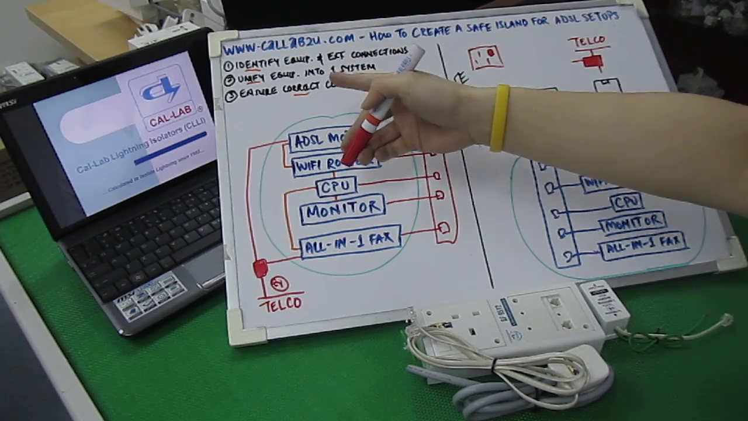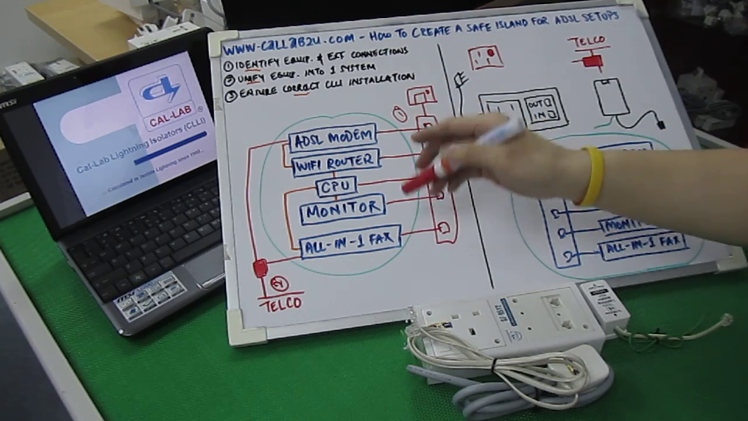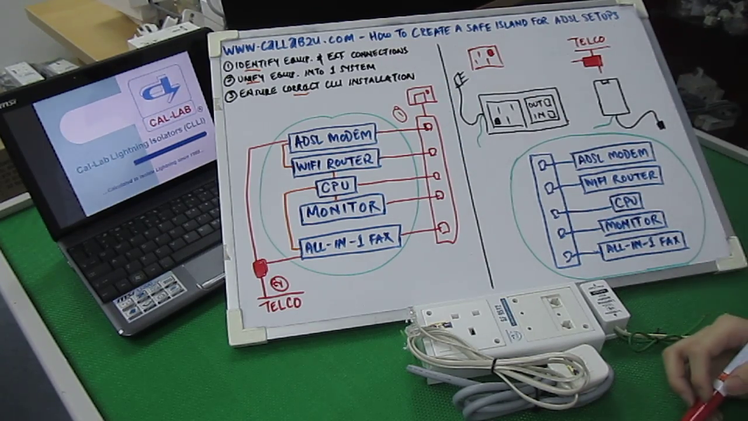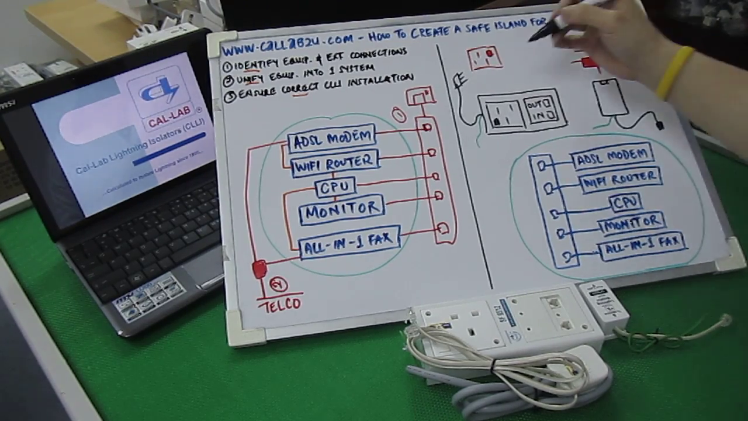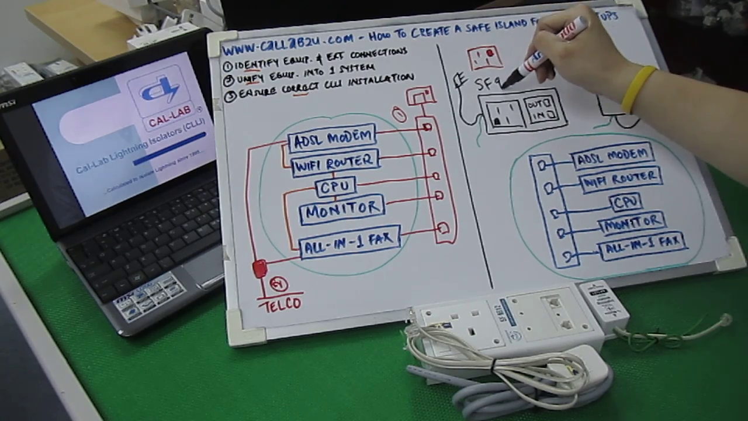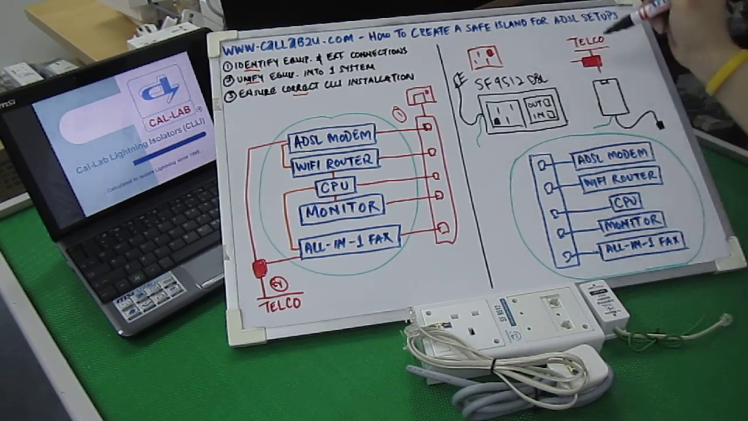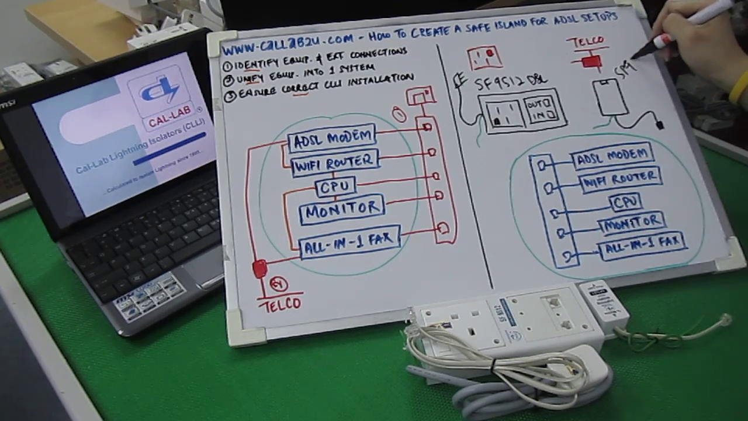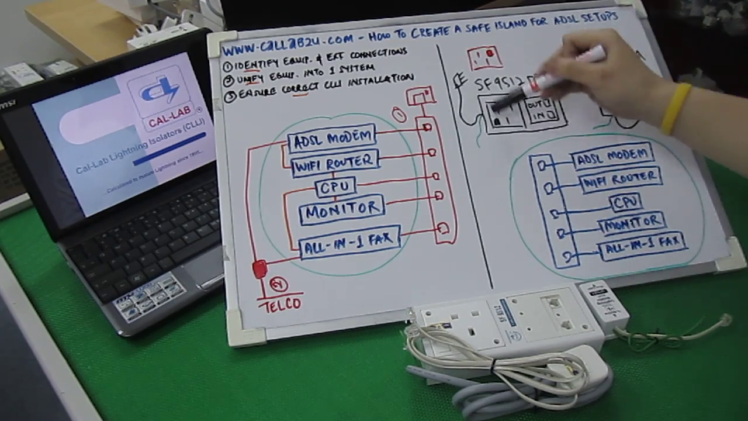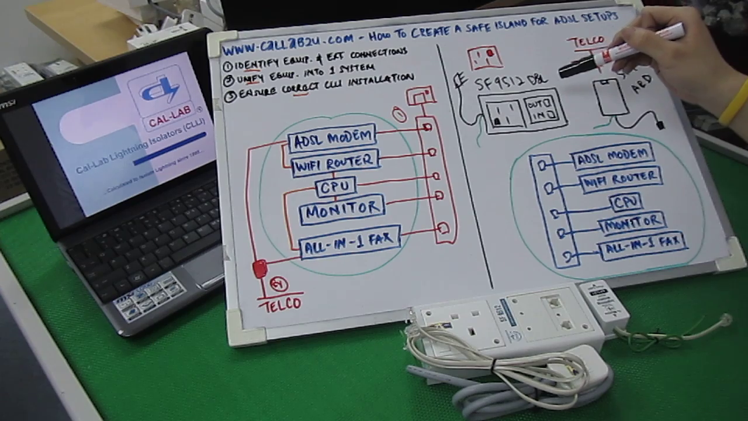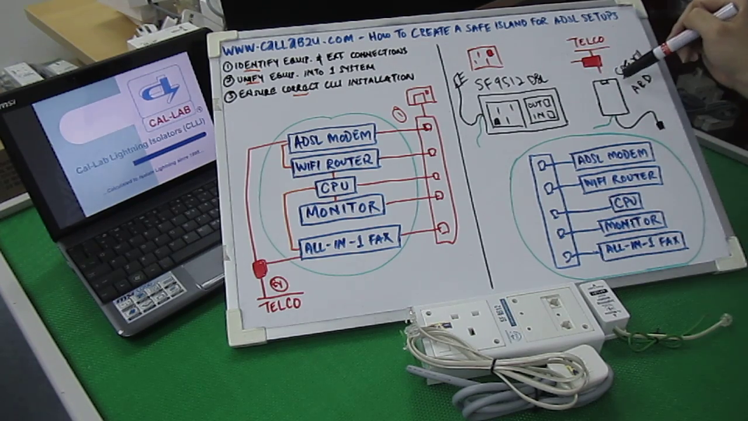Step number two is to unify the equipment in this setup into a single system. So please draw your attention to the right-hand side of the screen. In order to unify the equipment into a single system, we first need to use the correct lightning isolator model. In this particular case, we're going to use two types of lightning isolators, or CLLI. The first one will be the SF9512DSL. The second one would be the SP9201ARD. This particular isolator will support power supply as well as your ADSL connection. This particular isolator will support the analog connection to your all-in-one fax machine.